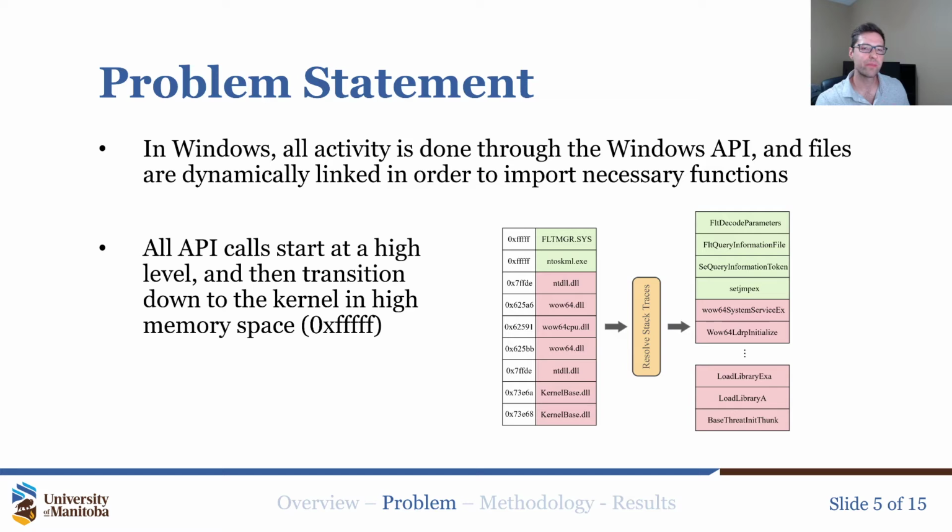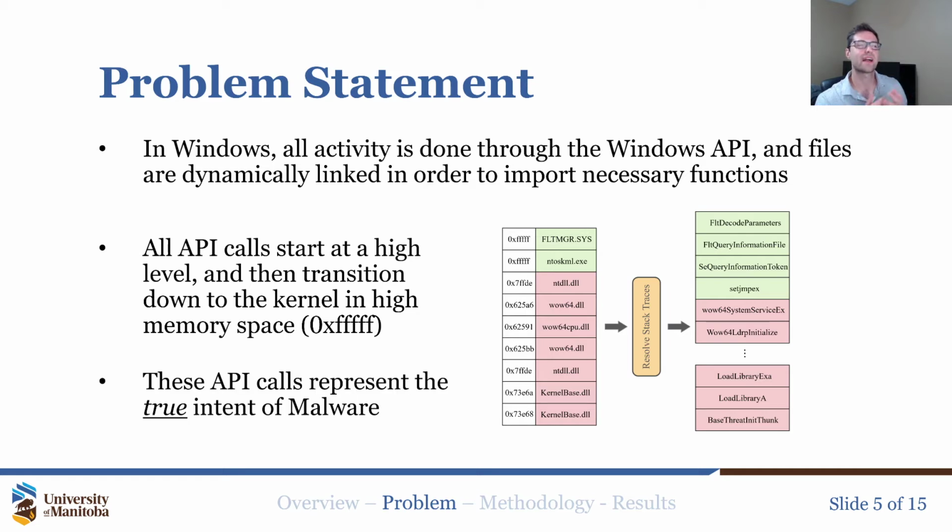So this is just an example on the right of how we can look at a stack trace, so all the functions that are called from Windows level to the kernel level, and we can resolve those stack traces from the dynamically linked library that they're imported from, to get the exact function name. And that function name and that list sort of tells us exactly what's going on. And this is why I mentioned that these API calls represent what I call the true intent of malware, because that is something that cannot be obfuscated.